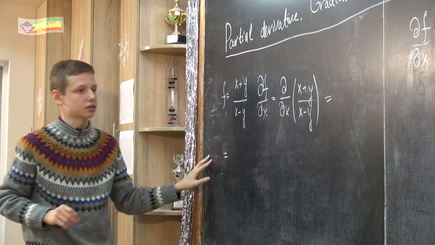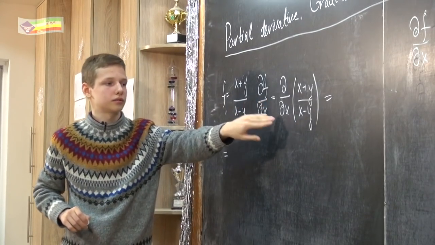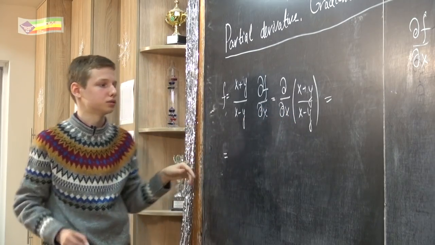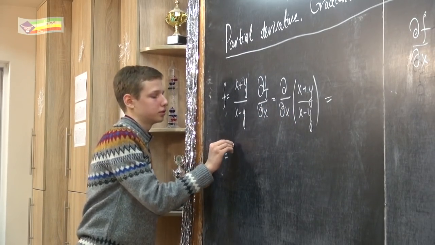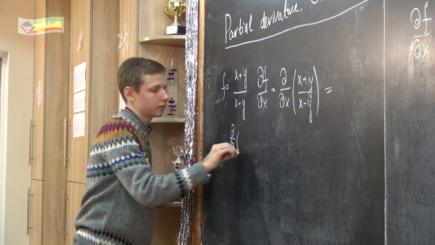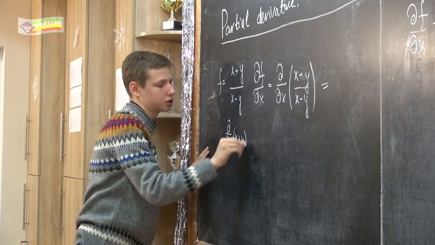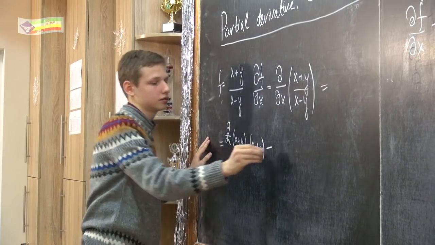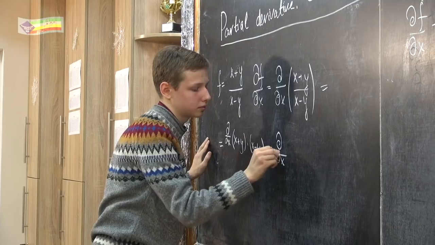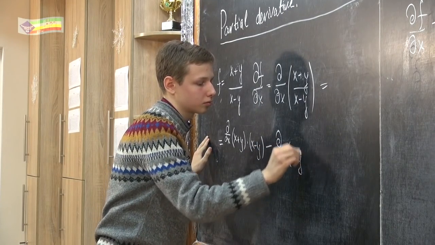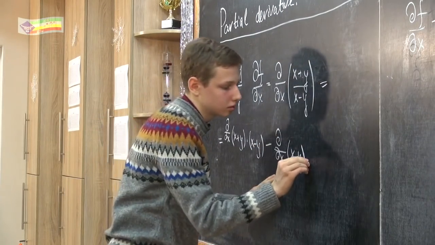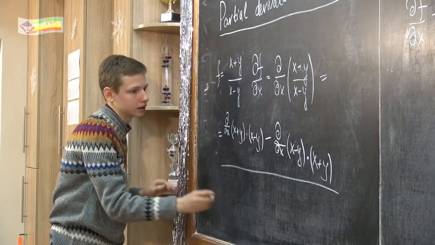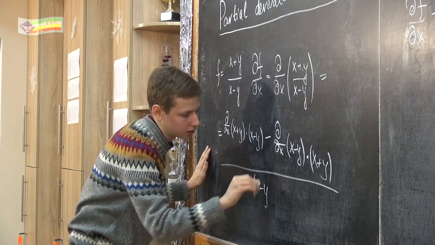So, as you remember, the derivative of a fraction of functions is equal to the derivative of the first function multiplied by the second, minus the derivative of the second function multiplied by the first, and all divided by the second function squared.